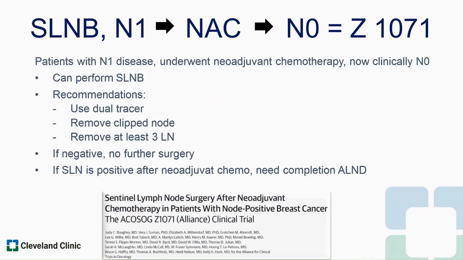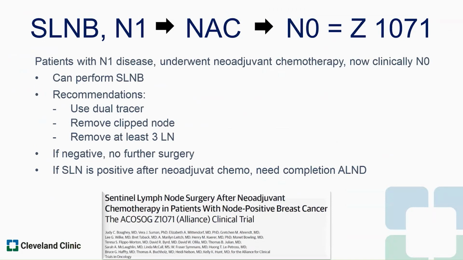And there are studies that have shown this. The one that I picked for this talk is the 1071 trial. This is patients with N1 disease who underwent neoadjuvant chemotherapy who are now clinically N0. They can go to surgery, and before, if they had surgery on their lymph nodes, regardless of how well it looked after treatment, they would get axillary lymph node dissection.